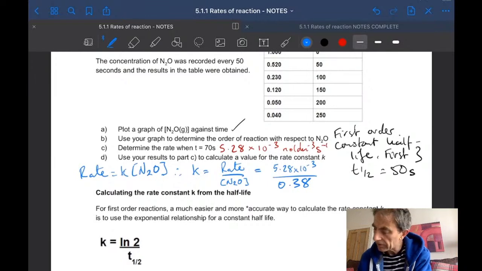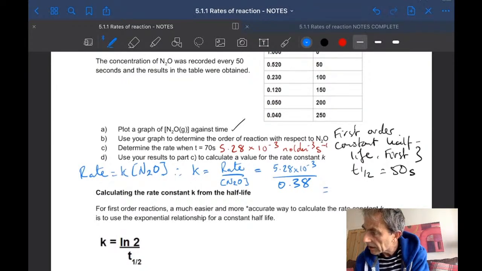It doesn't look like we're going to finish it. I think we're going to have to leave the Arrhenius stuff till next week by the looks of it. And then, so I got for this, sorry, this is very messy, 0.0139 seconds to the minus 1. Okay.